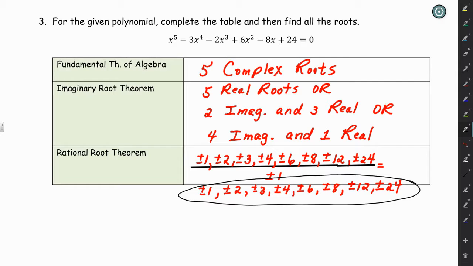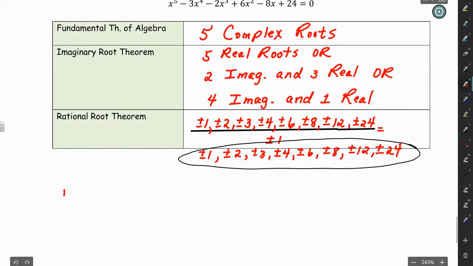All right, here we go. So I hope you have your patience all ready. We're going to start with root 1 and we're going to test it. The coefficients are going to be 1, -3, -2, 6, -8, and 24. It doesn't look like we're missing any terms, so we don't need 0 as a placeholder.